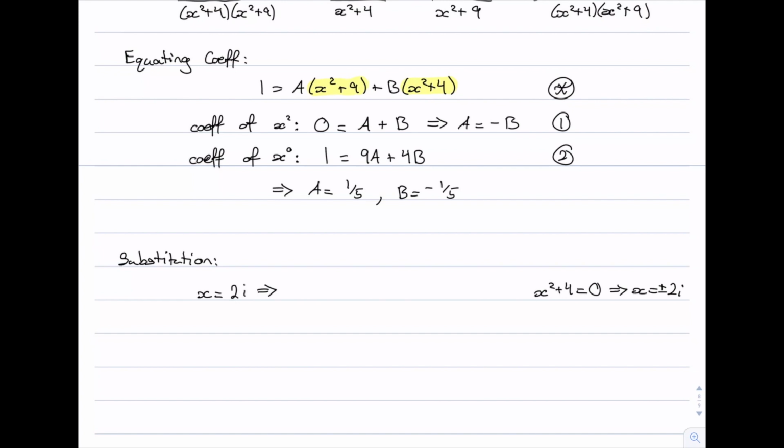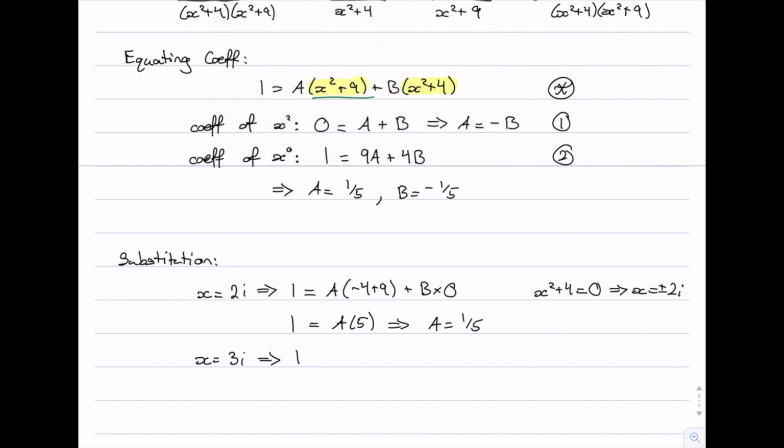But when I do that, on the left hand side there's nothing related to x, so it's just 1. On the right hand side I have a times 2i squared, which we know is negative 4, plus 9, and then b times 0. And so I get a times 5 equals 1, which implies that a is equal to 1 on 5. I can do a very similar thing by substituting x equals 3i in, and that's going to make this, let's change the color, that's going to make this term become 0.